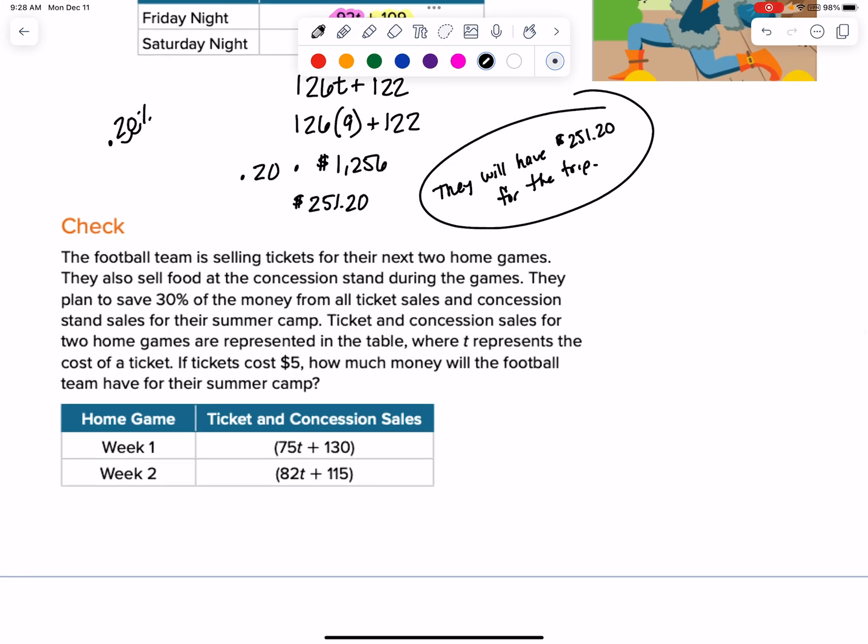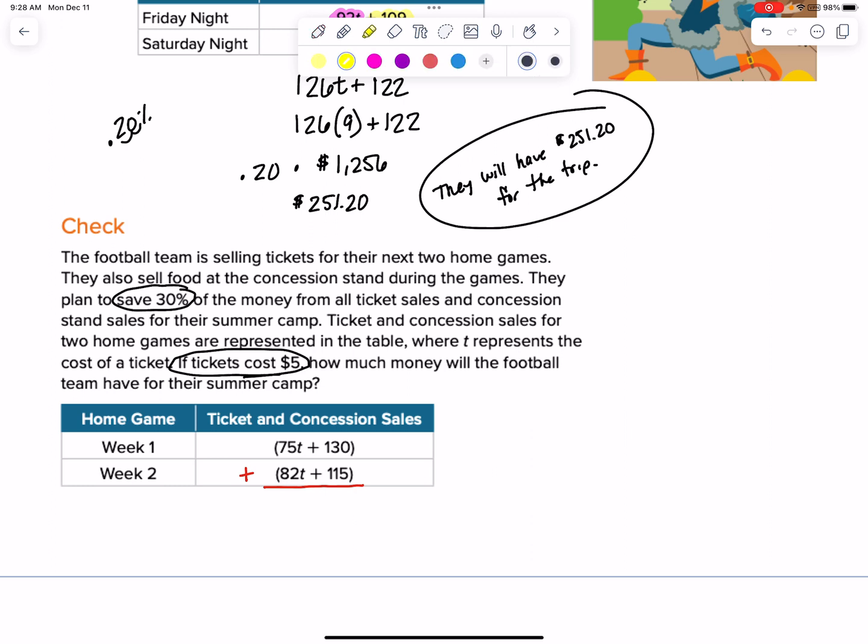All right, here's one for you to try out. It's the same idea. We have a week 1 and week 2 of ticket and concession sales. After all of that, they plan on saving 30% of their money, and they also let you know what the ticket cost is. So go ahead and pause and try this one out, and then you can hit play and see if you followed the correct process.